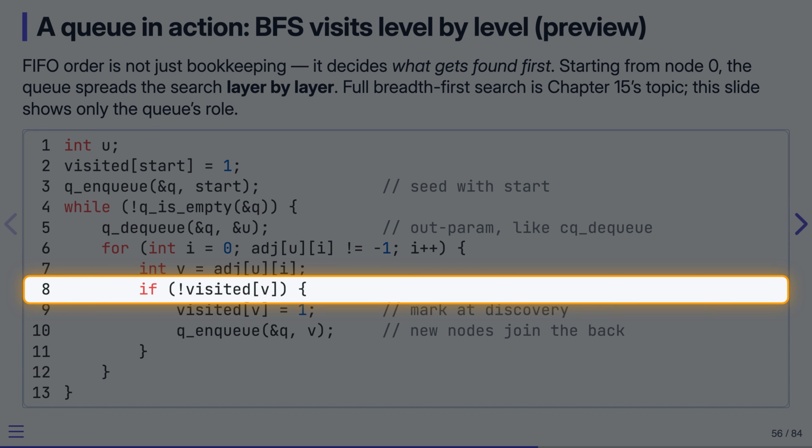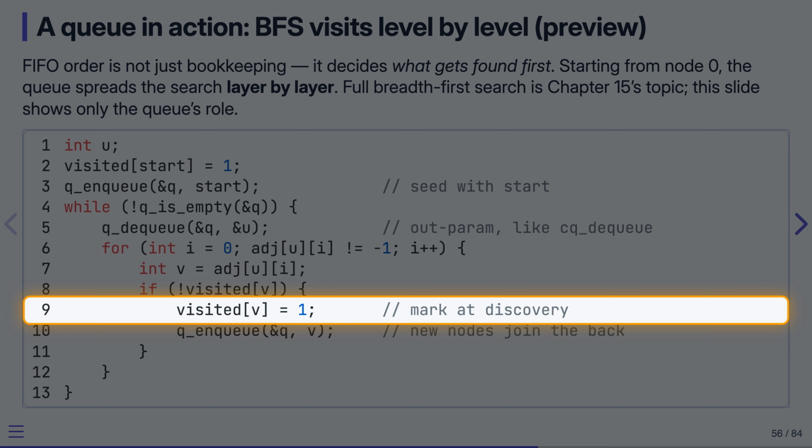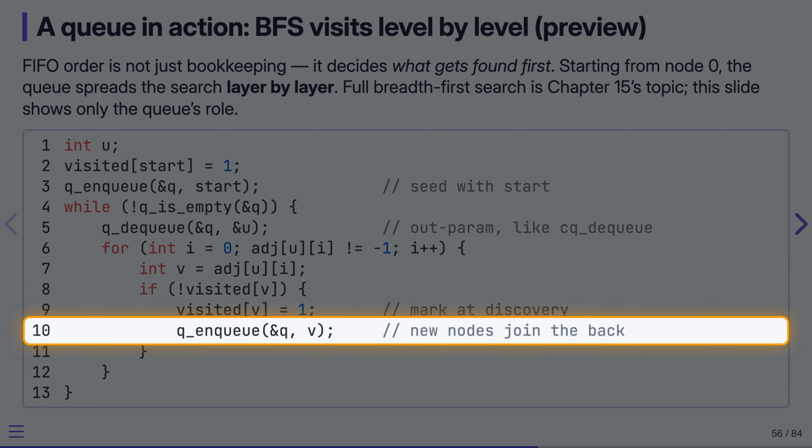Then we scan U's neighbors. For each neighbor V, we check whether V has been visited yet. If it has, we skip it. If V is new, we mark it visited right away, at discovery, so it never enters the queue twice. Then we enqueue. The newly found nodes join the back of the line, so they are handled after everything already waiting.